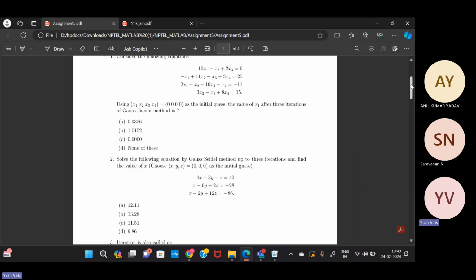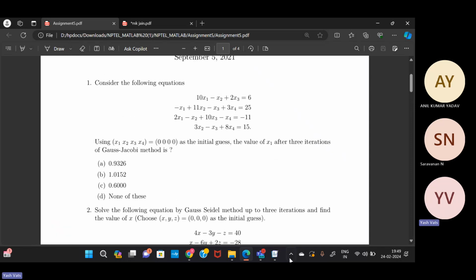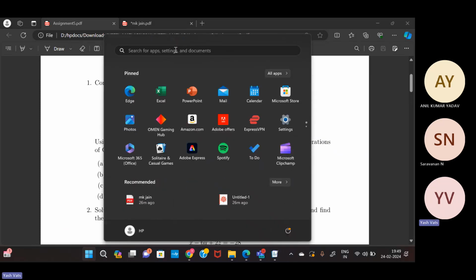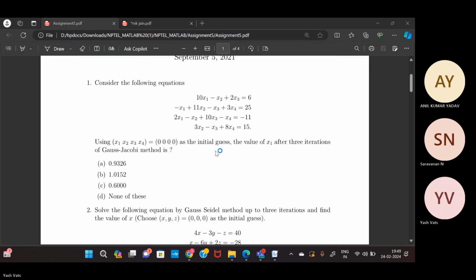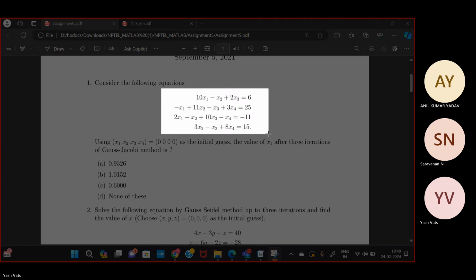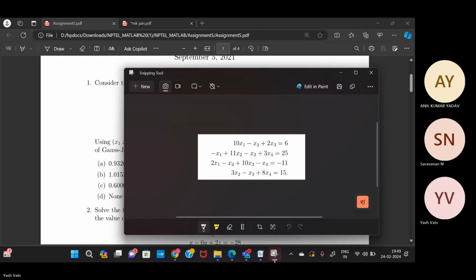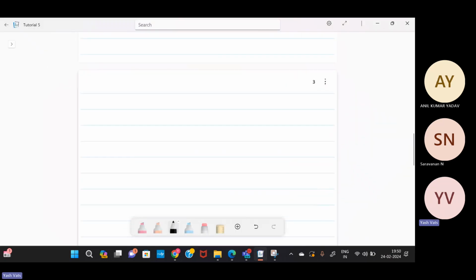Yes. So first question. Consider the following equations. Using this as the initial guess, the value of x1 after 3 iterations of the Gauss-Jacobi method is. Let's try to find this. So we just take a snapshot of this one. Yes. So first question.